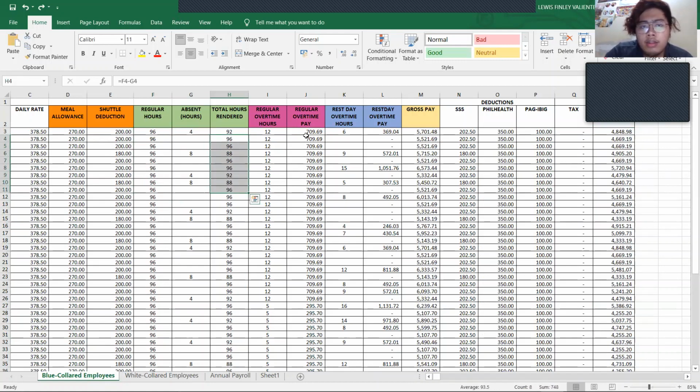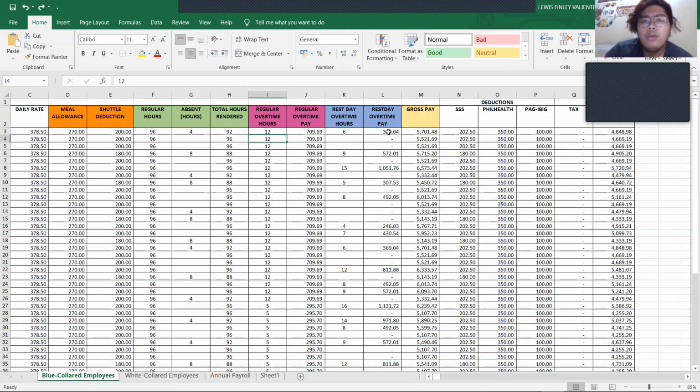Then, we need to compute for the regular overtime pay. We can get this by getting first the hourly rate and then multiplying it here, the regular overtime hours, and then multiplying by 1.25 because it has an overtime rate of 125%.